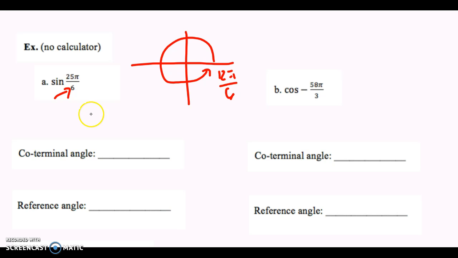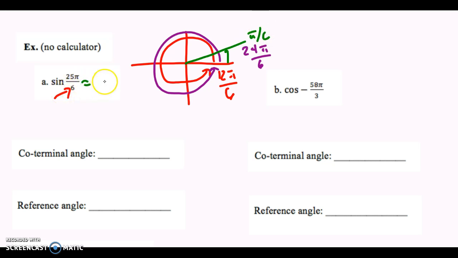And if I go another full revolution, then I would get 24 pi over 6, adding another 12 pi over 6. So if I want to get to 25 pi over 6, I just have to go an extra pi over 6. So sine of 25 pi over 6 will be equal to the sine of pi over 6. The coterminal angle is pi over 6, and the reference angle and the coterminal angle will be the same this time.